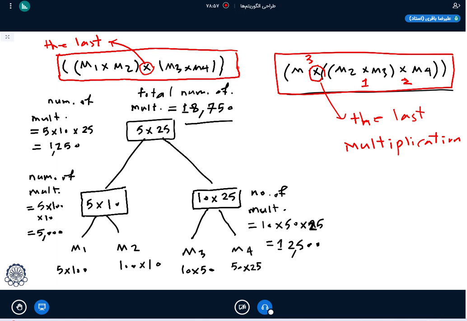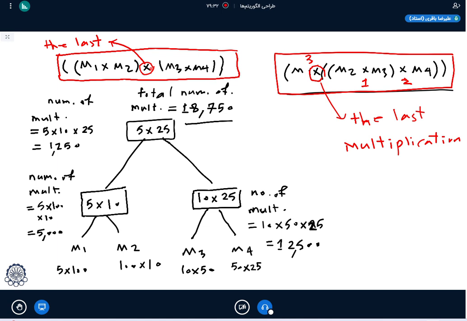If we are doing the multiplication according to that parenthesization, we get the minimum number of multiplications. So in any parenthesization, one of the operations is the last operation.